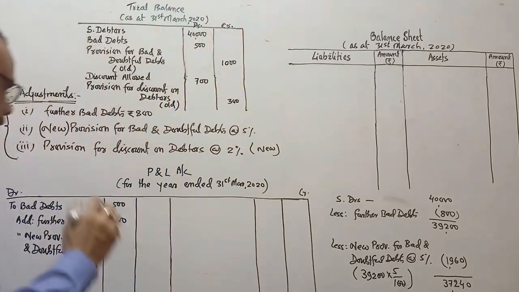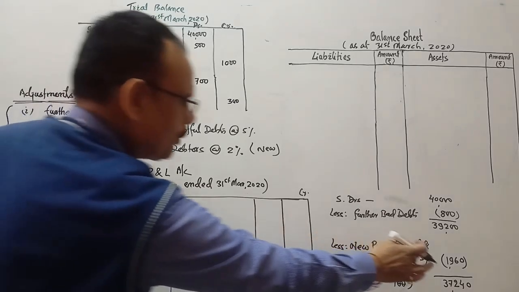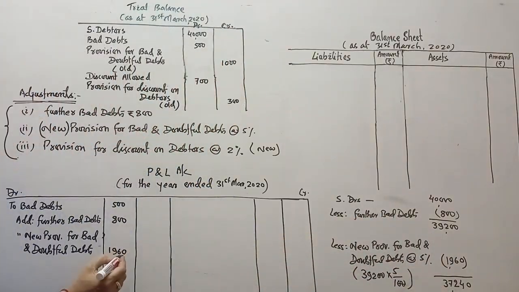37,240 is the rest amount. So you add the new provision for bad and doubtful debts, 1,960. So the total is 3,260.